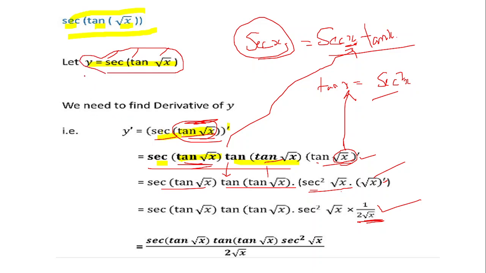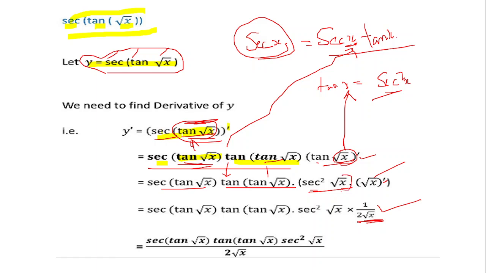So I have taken, let y be this equation. So I need to differentiate. So it will become y dash. So secant x differentiation is, I know, secant x into tan x. Instead of x, I need to use tan root x. So that's why secant of tan root x into tan root x. And once again I need to differentiate tan root x. So tan differentiation is secant square. So I have written secant square root x.